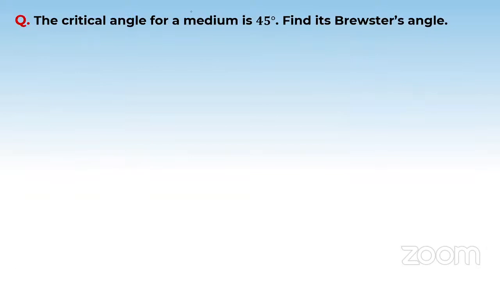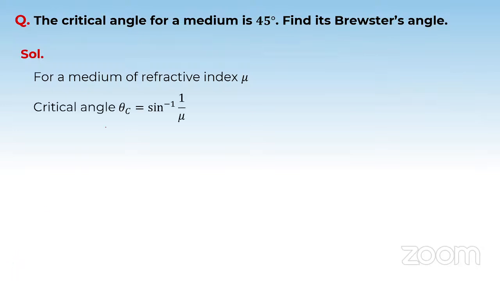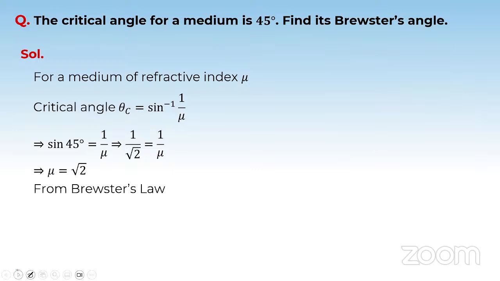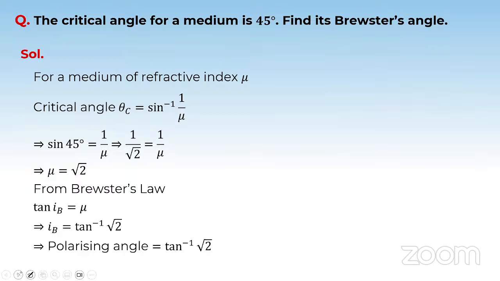ठीक है, now this is the question here. Critical angle for a medium is 45 degree, find the Brewster angle. Critical angle किससे लिखते हैं, sin inverse, ठीक है। sin inverse, theta c is nothing but sin inverse 1 by mu, which is given as what, 45 डिग्री। यहाँ से आपके पास म्यू की वैल्यू आ जाएगी। And what is Brewster angle? Brewster angle is what? Tan inverse root 2. This is the polarizing angle.